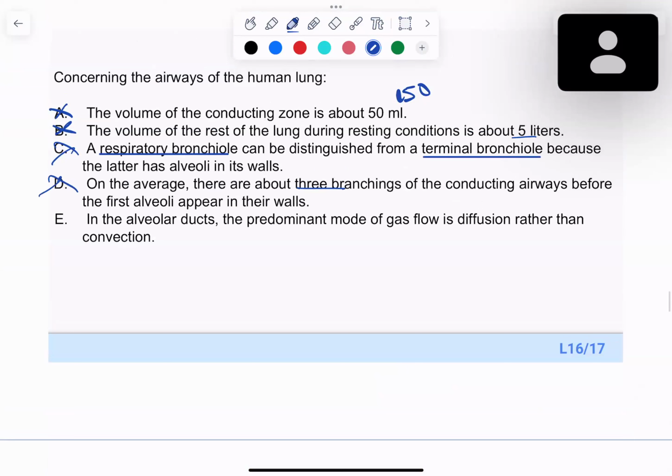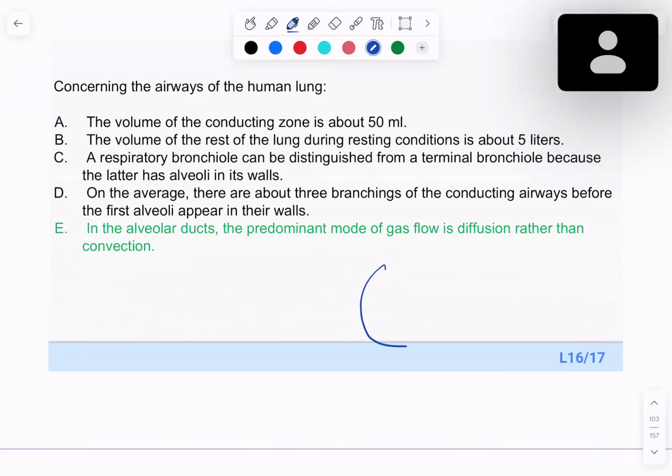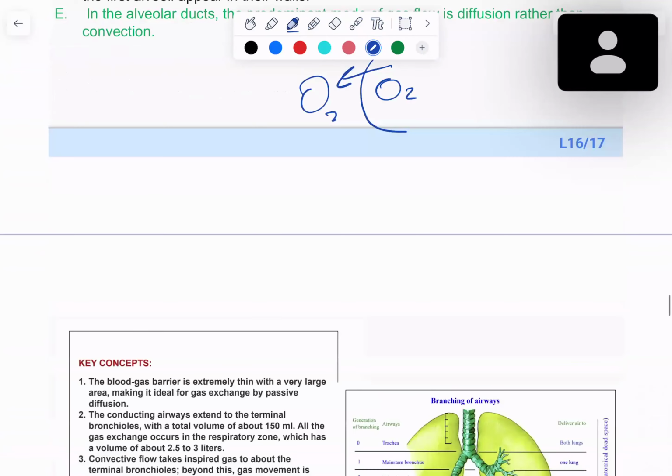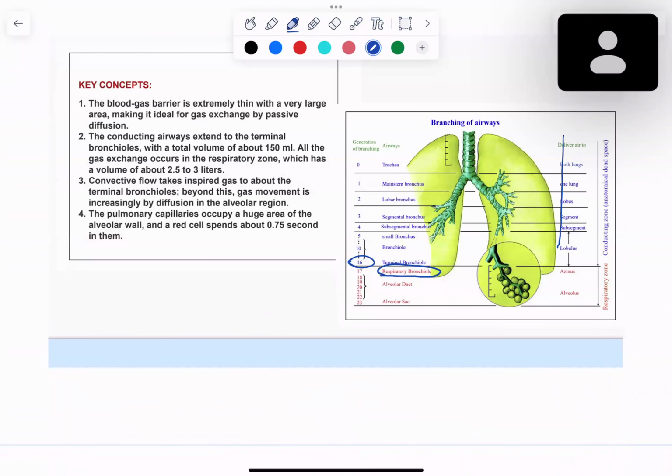And then E, in the alveolar ducts, the predominant mode of gas flow is diffusion rather than convection. And this is correct. Why? Because in alveoli, how does oxygen go from here to here? It has to diffuse. Convection happens in the beginning here. And then slowly, as you move from the trachea all the way to the respiratory bronchioles, we switch from convection to diffusion. Is the conducting zone the dead space?